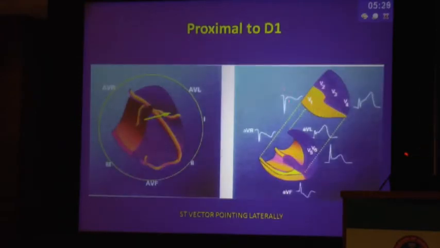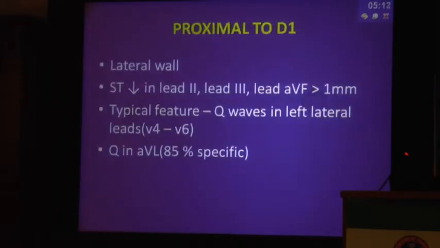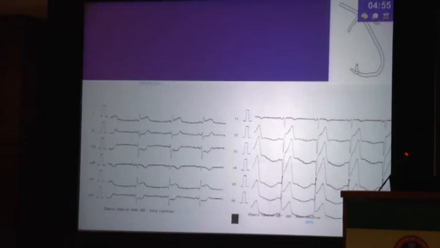Now let's look at when the block is proximal to D1. Here the ST axis is going to be pointing laterally. So you're not going to have ST elevation in AVR, you're not going to have much ST elevation in AVL, but in lateral leads V4, V5, V6 you will have ST elevation. Since it's lateral, it's not going down, you will still have ST depression in 2, 3, AVF, that's the inferior leads, but you have typically Q waves in lateral leads, and you have a Q in AVF, since it is pointing towards AVF, which will have a very high specificity.